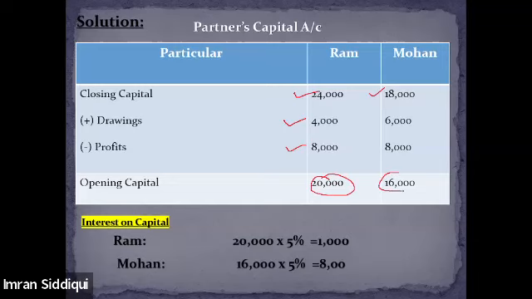To find out the opening capital balance, what do we do? We take the value of the closing capital and add drawings to it, then subtract the amount of profit. This way, we'll get the opening capital. And on opening capital, we can now calculate the interest at the specified rate given in the question.